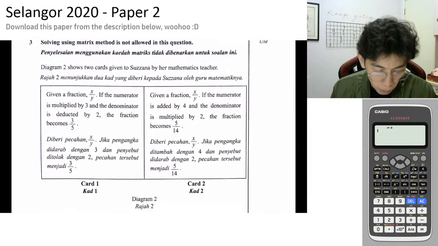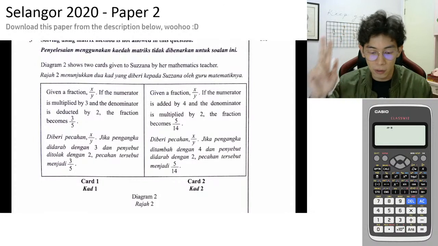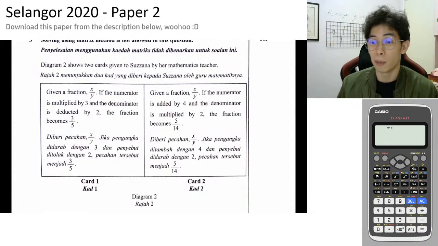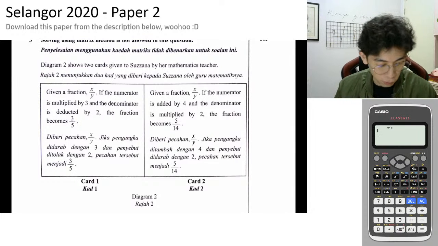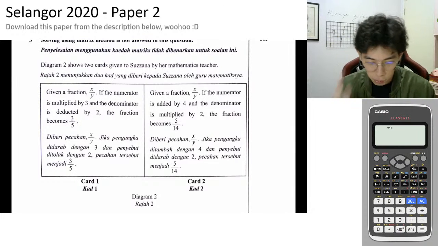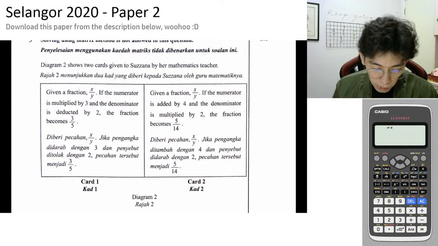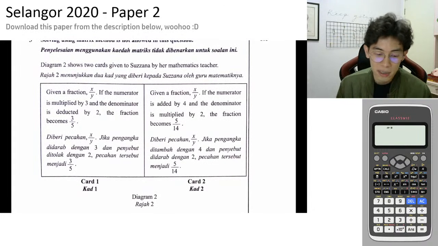Okay, diagram 2 shows 2 cards given to Susanna. Susanna is my first student, by the way. The first day when I taught tuition, right? Susanna is my first student. Okay, so diagram 2 shows 2 cards given to Susanna by her mathematics teacher.